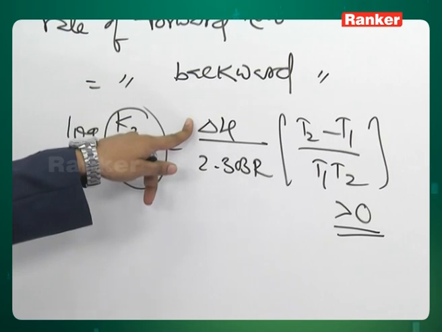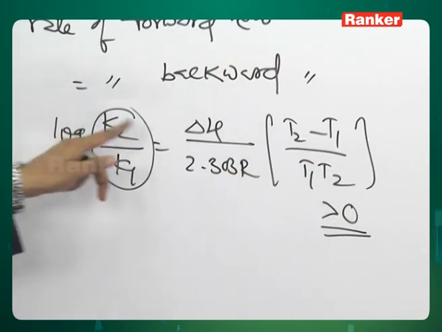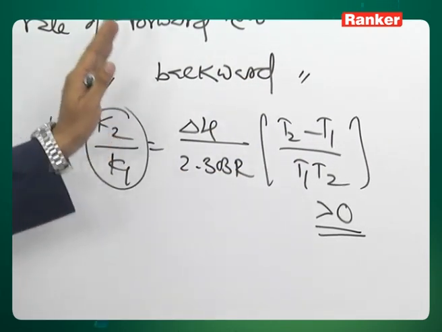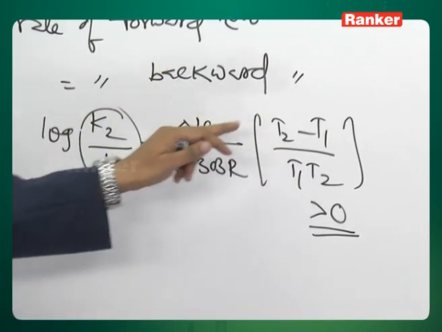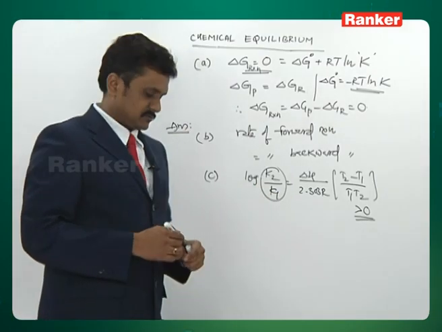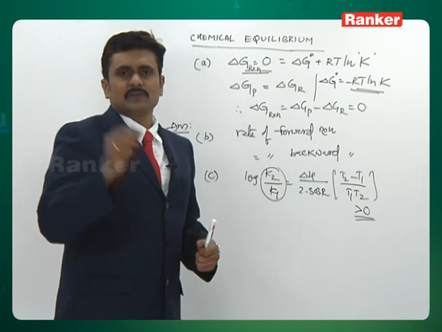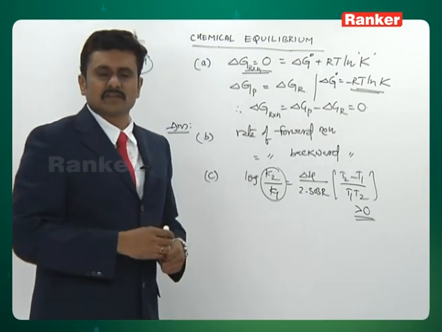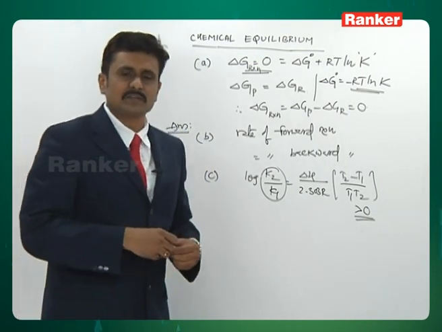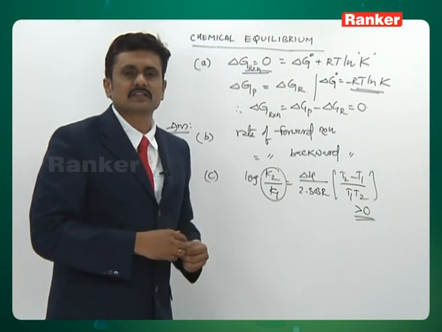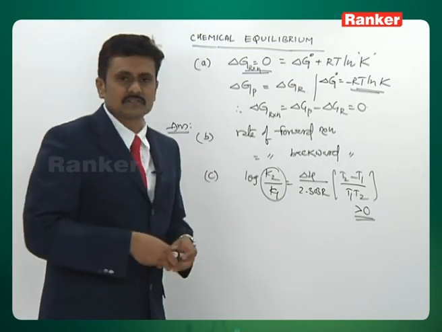If it is an endothermic reaction, the overall value is positive, then K2 will be greater than K1. If it is an exothermic reaction, this overall value is negative, then K2 will be less than K1. So therefore, we can say that for the endothermic reaction, equilibrium constant increases with increase of temperature, whereas for the exothermic reaction, the equilibrium constant decreases with temperature.